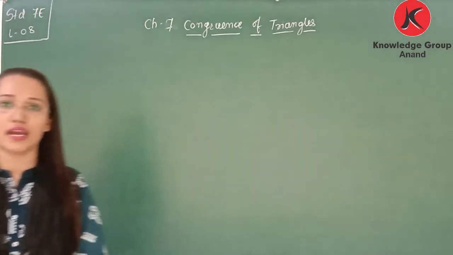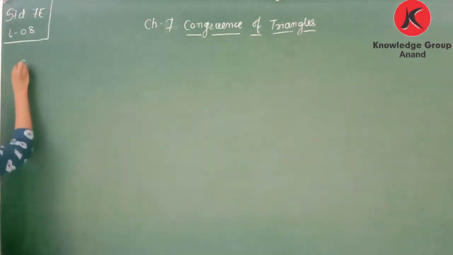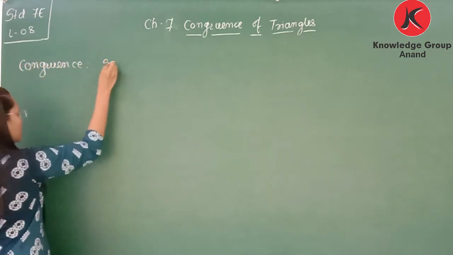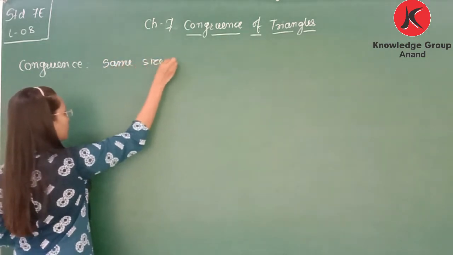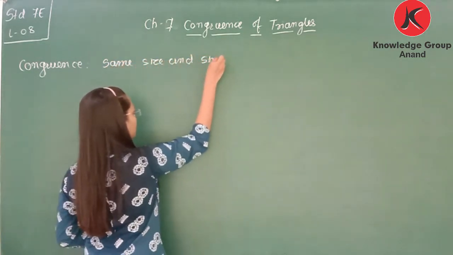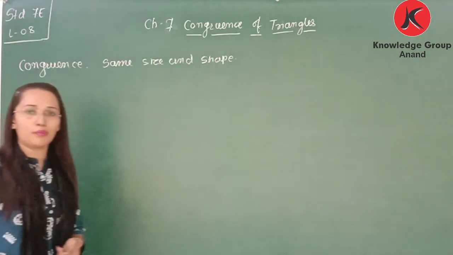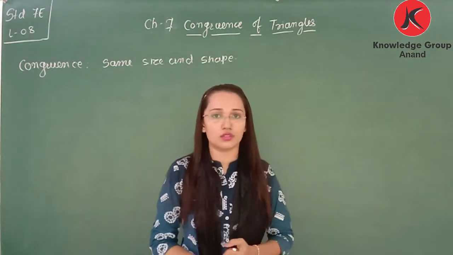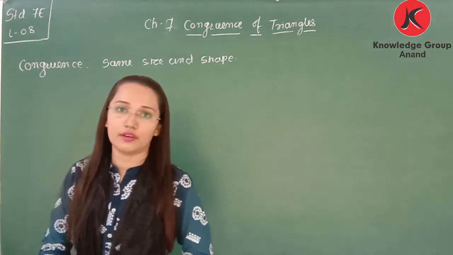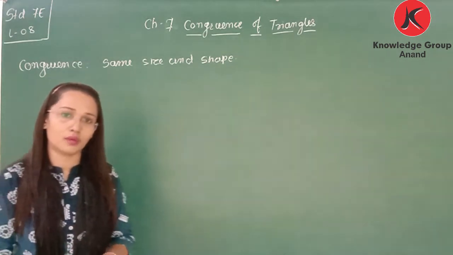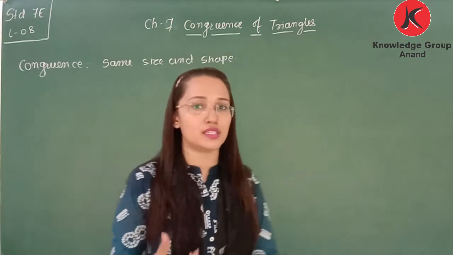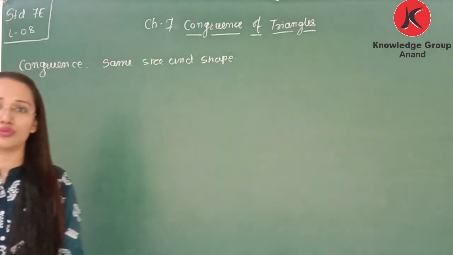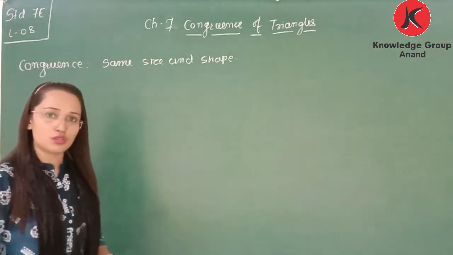Figures that have the same size and shape. So congruency means same size and shape. Also, we take many examples that have a congruent shape. For example, two circles of the same radius, squares of the same side, rectangles of the same length and breadth. You can take the example of a 10 rupees note, 10 rupees note, 50 rupees note, also congruent. A stamp that we use on any card is also congruent.